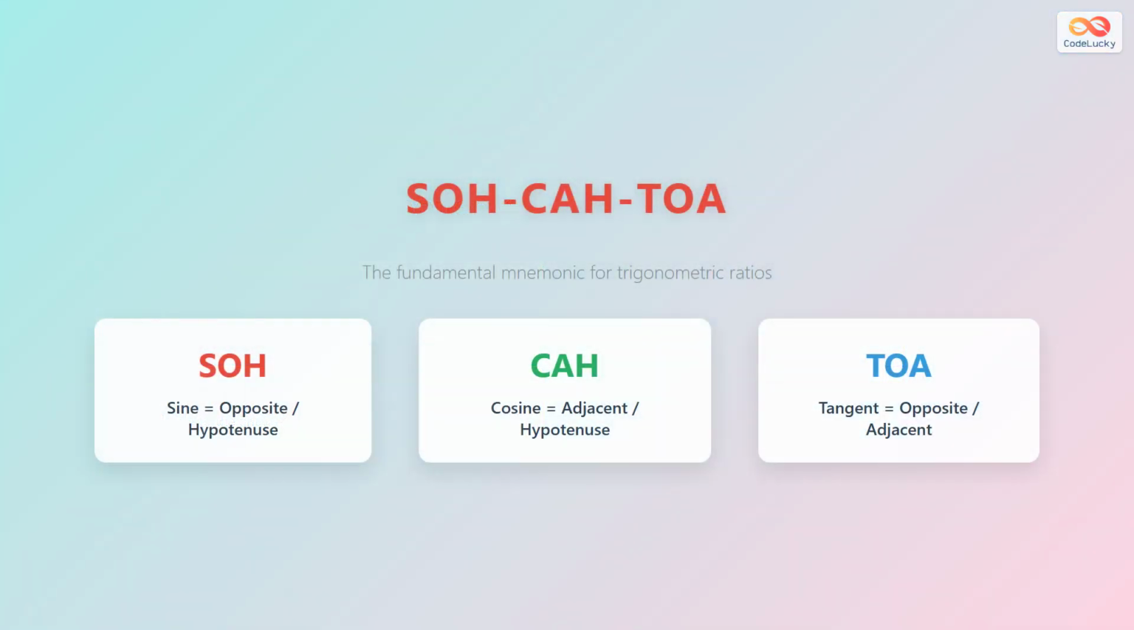A fundamental mnemonic to remember trigonometric ratios is SOH-CAH-TOA. Let's understand what this means. SOH stands for sine equals opposite divided by hypotenuse. CAH stands for cosine equals adjacent divided by hypotenuse. TOA stands for tangent equals opposite divided by adjacent. Keep this in mind since we will use this to understand the relationships between the sides and angles in a right triangle.